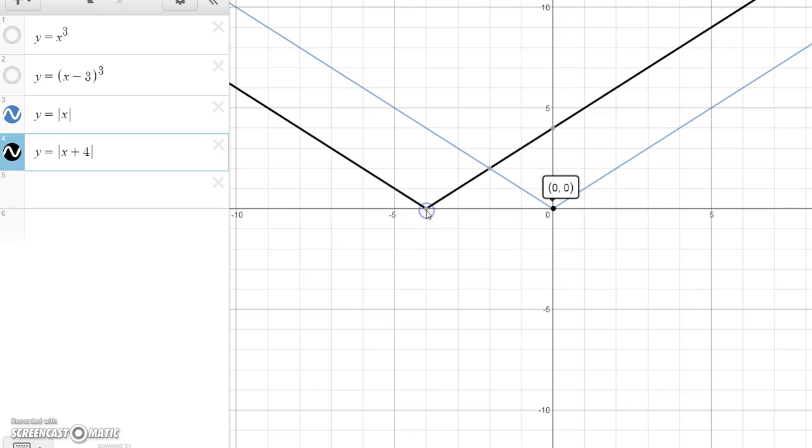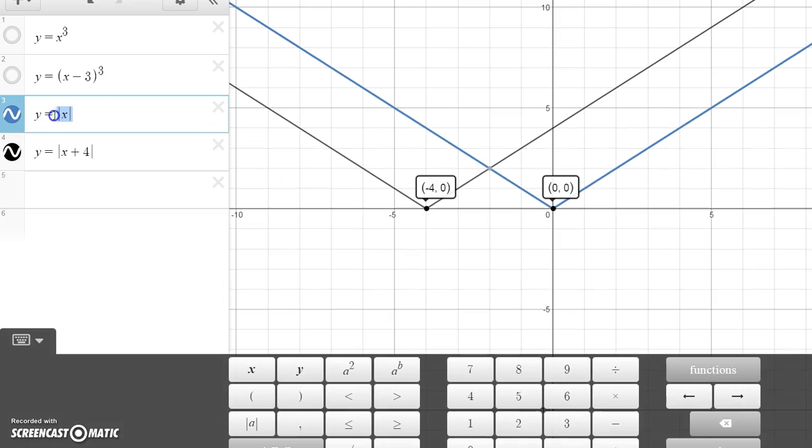And again, notice that for the original function, y equals absolute value of x, y is 0 when x is 0, right? But for this function, when is y 0? It's 0 when x is negative 4. So you can see that, what would it take to make this part equal 0? It would take a negative 4. So the point (0, 0) actually gets shifted to the left to negative 4, 0. And so that's true of all the points. All the points get shifted 4 units to the left.